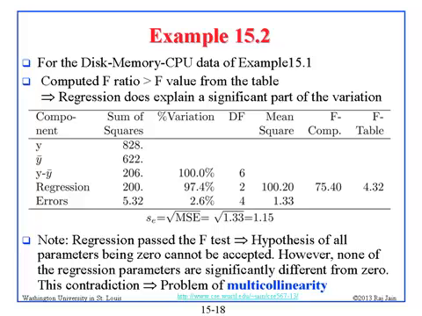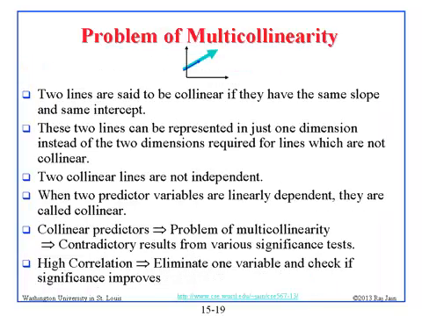Multicollinearity is like having 2 lines which are basically the same line. They have the same slope and the same intercept, so you don't need 2 dimensions to represent these lines. You could just have 1 dimension. You are having 2 predictor variables when you don't need 2. You could have done with 1 because the second one is just perfectly linearly related to the first one.